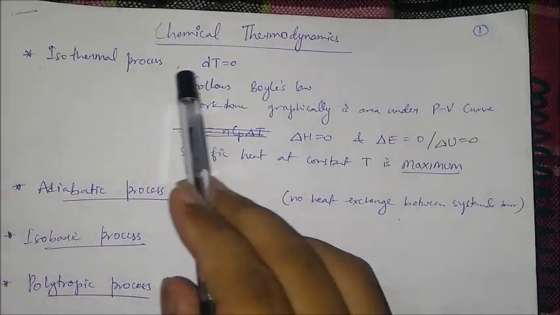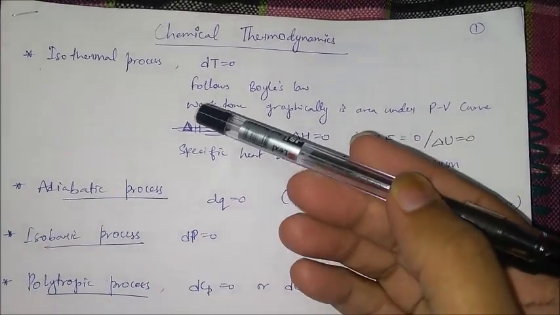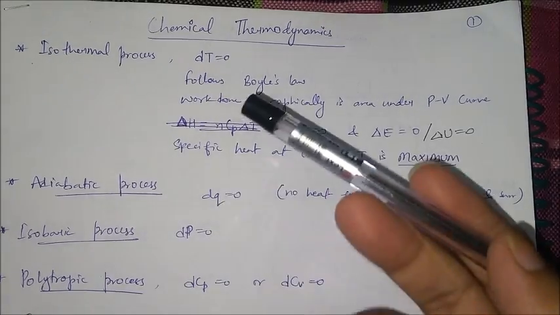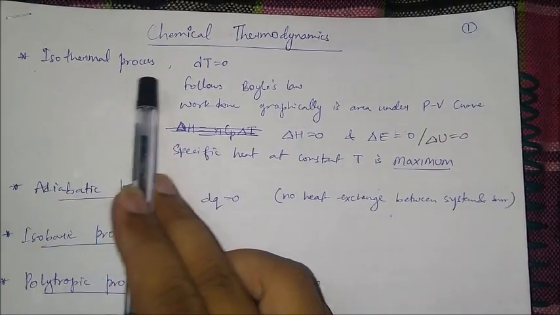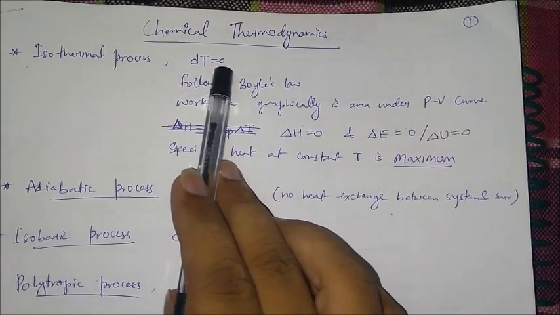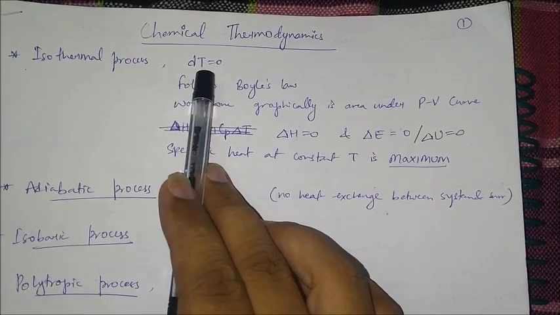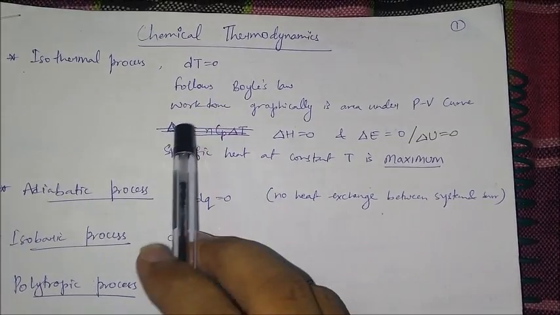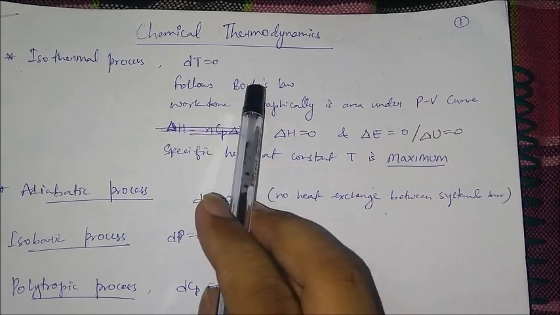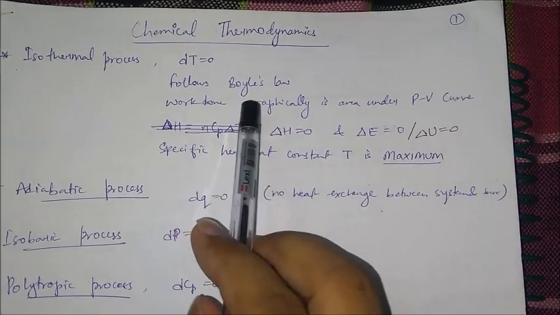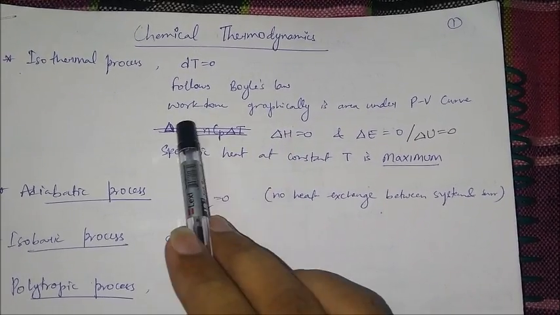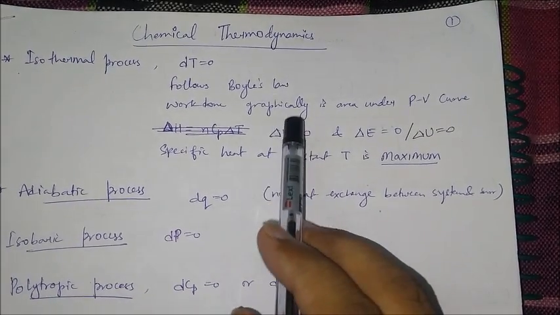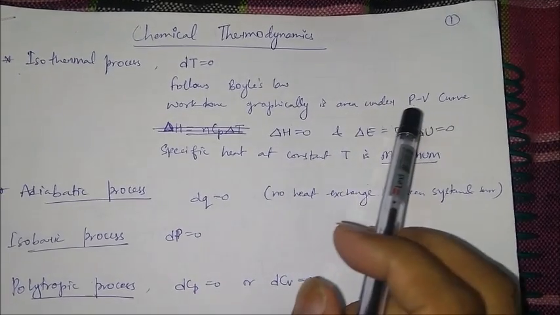The first thing is the basics: the different processes, what each process means, and what things are constant in it. First is the isothermal process. In an isothermal process, dT is equal to 0, meaning there is no change in temperature, it remains constant. Then it follows Boyle's law. The work done in an isothermal process, graphically, will be the area under the PV curve.